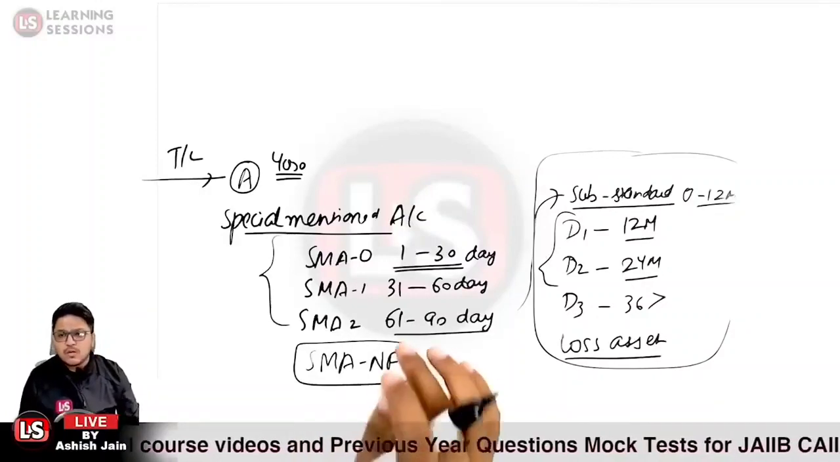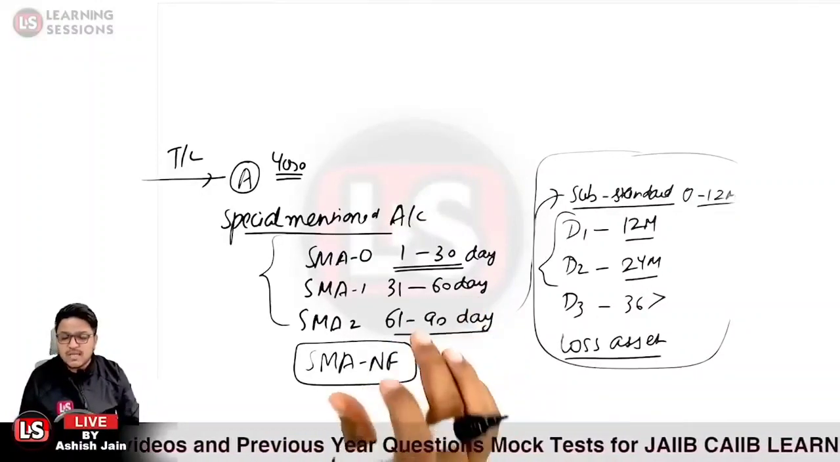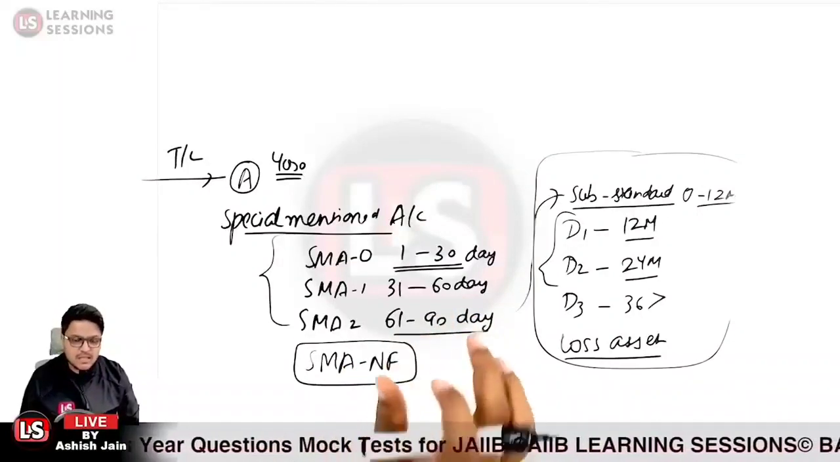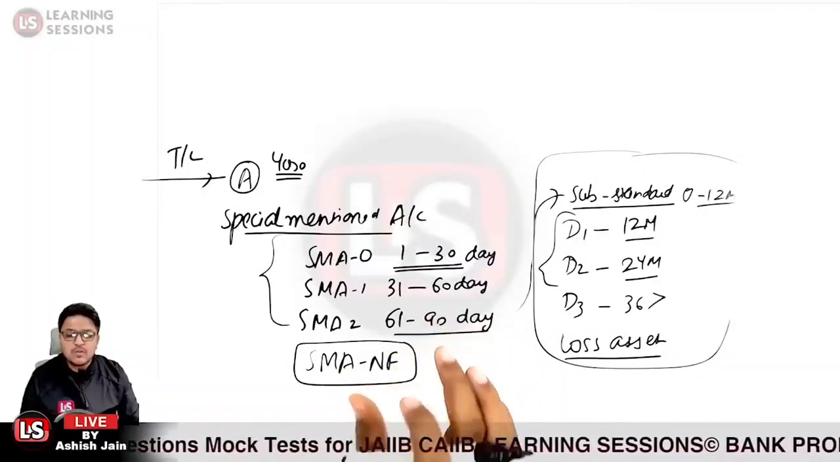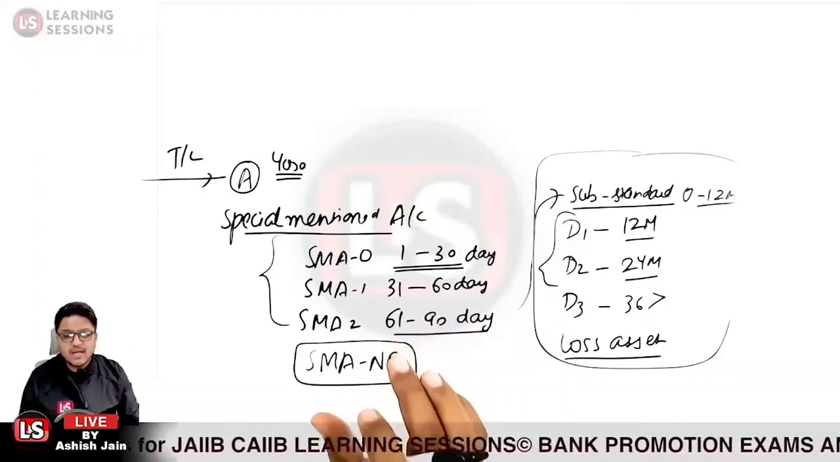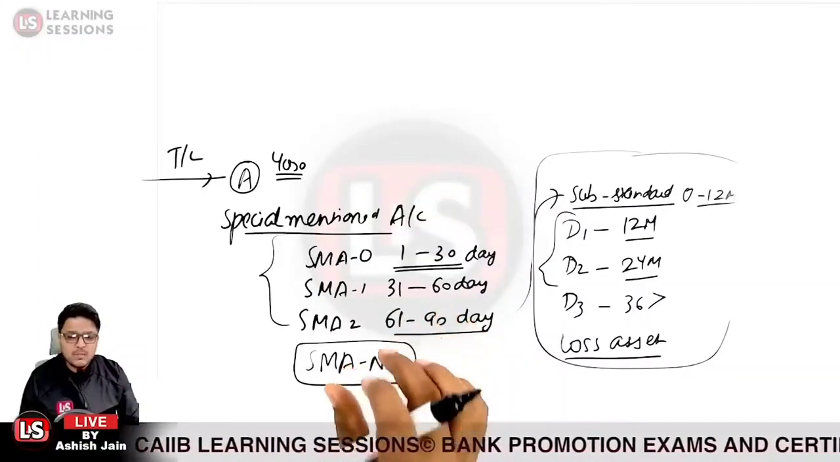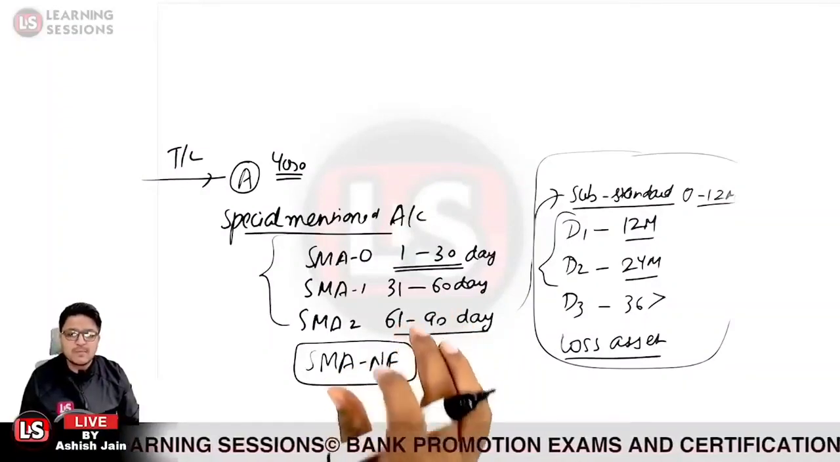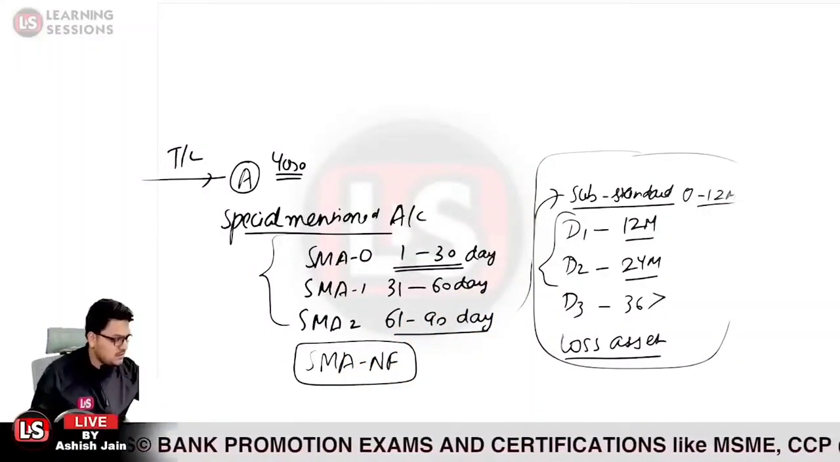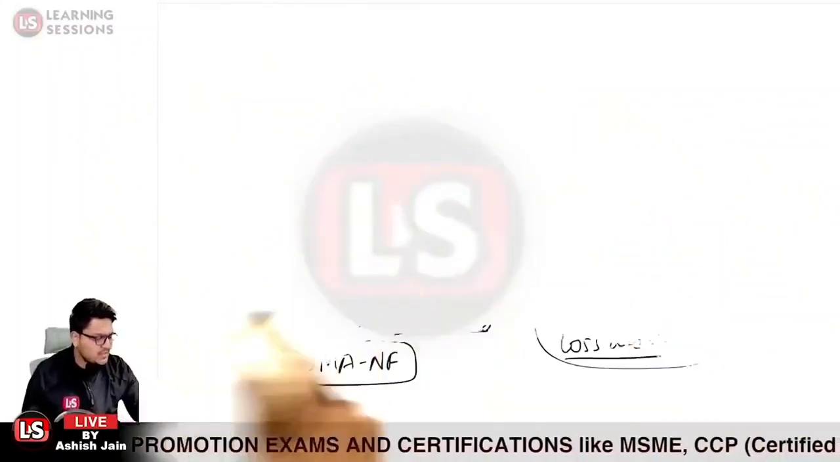When the loan account is having the SMA status, it is still to be considered as a standard asset, and it will be subjected to the provisioning norms as per the standard assets only. Is that clear? So now let us have a look at the theory so as to understand it well.